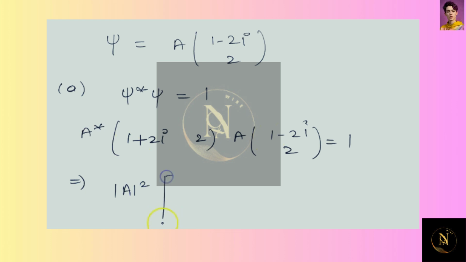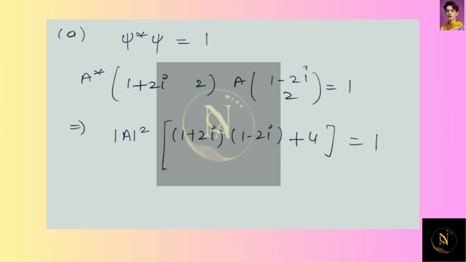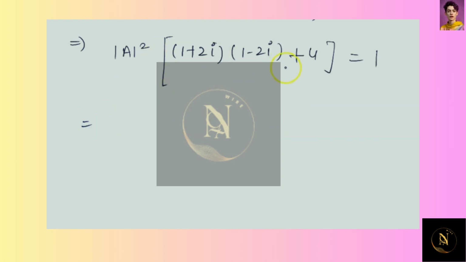When we multiply these terms, 1 plus 2i multiplied with 1 minus 2i, and 2 multiplied with 2, so plus 4. This value is equal to 1. Simplifying, mod of A squared times this term: 1 into 1 equals 1, plus 2i times minus 2i is minus 4i squared, or plus 4. The plus 2i cancels with minus 2i. So 4 and 1 make 5, and 5 plus 4 equals 9, which is equal to 1.